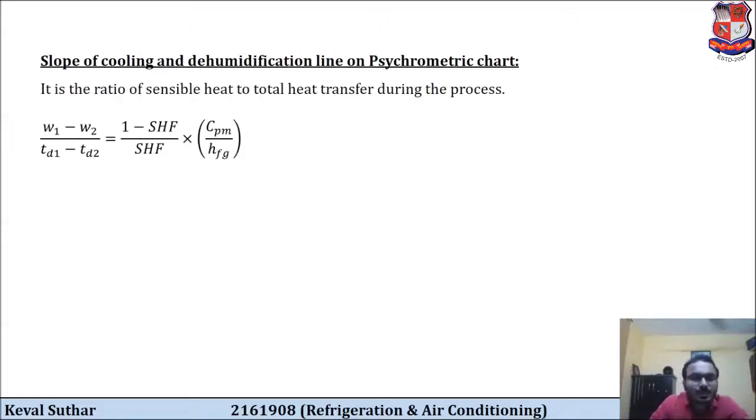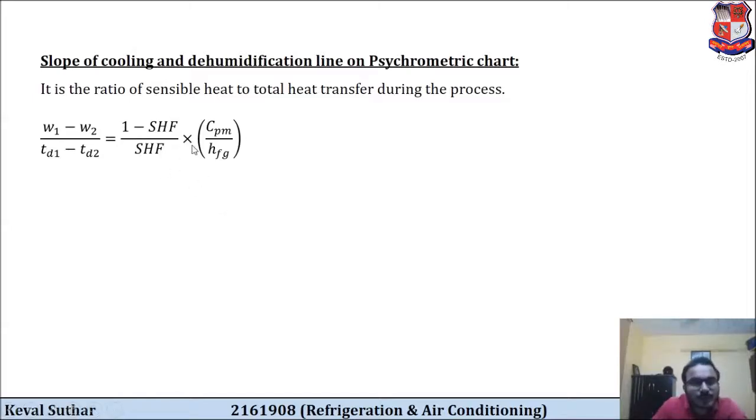So this will be the slope. Why is this the slope? Because if you see, W is always on the y-axis in the psychrometric chart and dry bulb temperature is on the x-axis of the chart. So this ratio is something like delta y upon delta x. So this has to be the slope of the line of cooling and dehumidification, and it will be given by this.